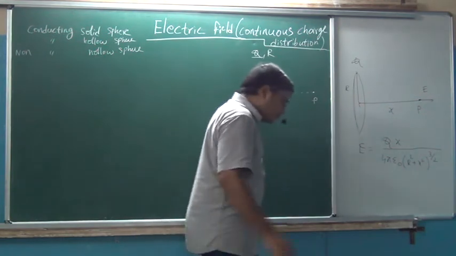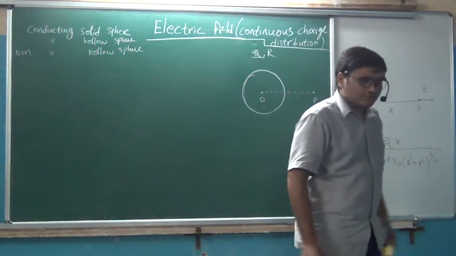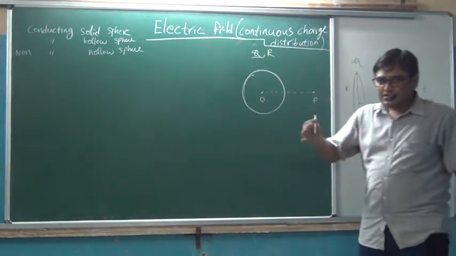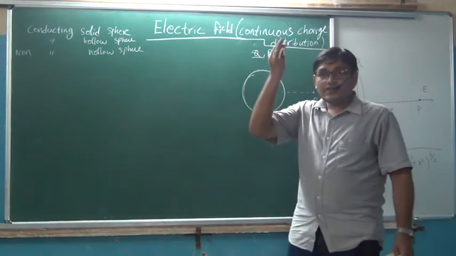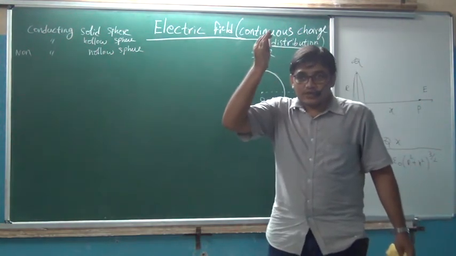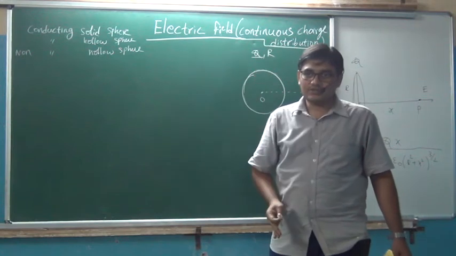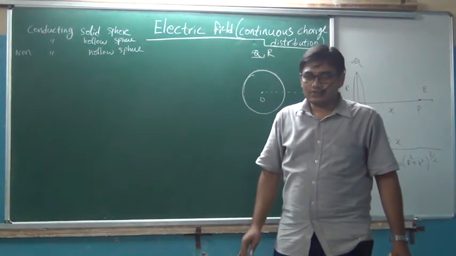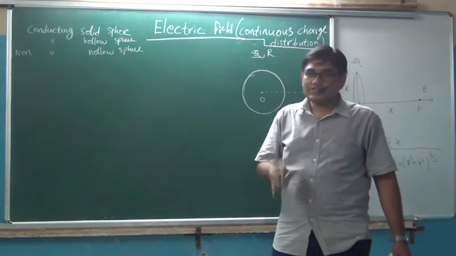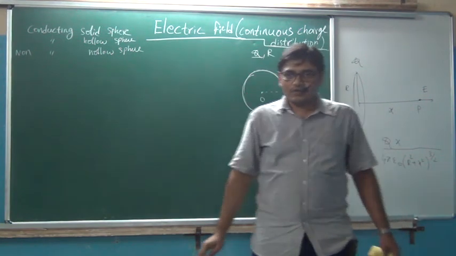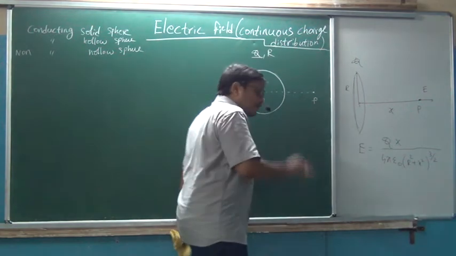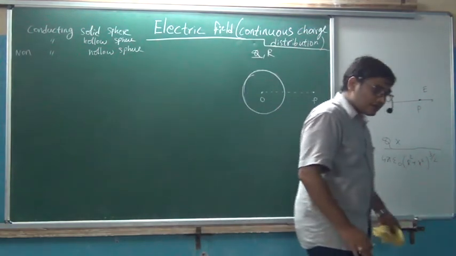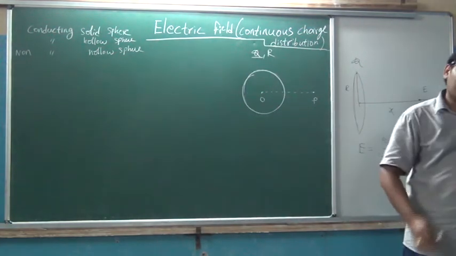It is a continuous charge distribution. For a continuous charge distribution, what is the basic procedure to go with? We first need a differential element. A small element we will take, differentially small, infinitesimally small. So that element, how should it be? Yes, that element may be a point charge sometimes.